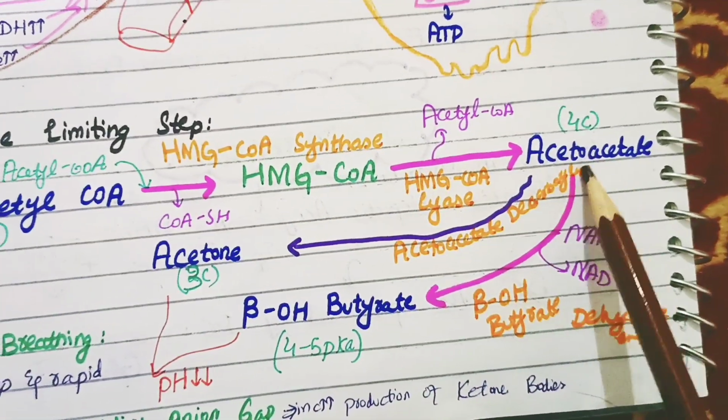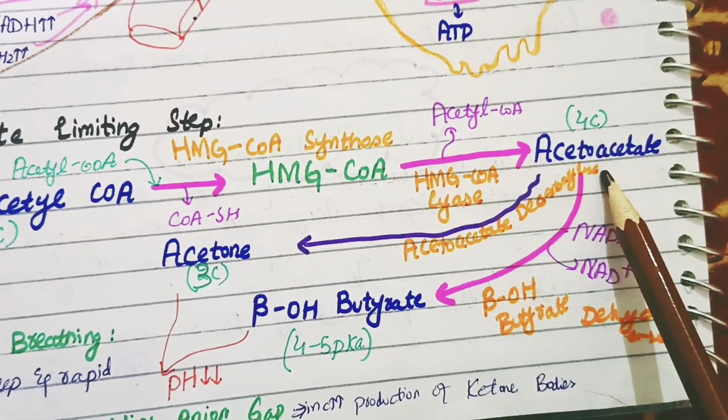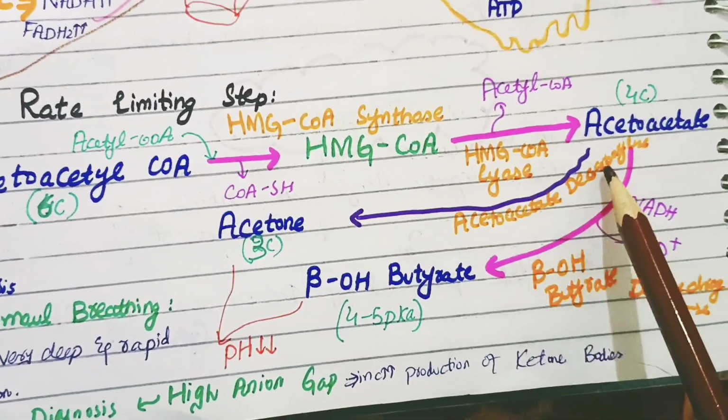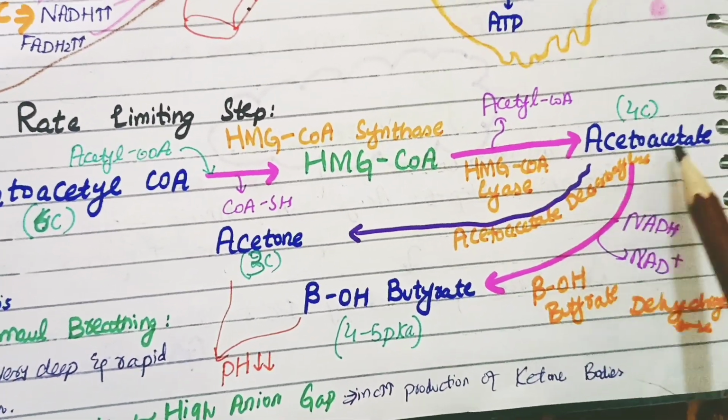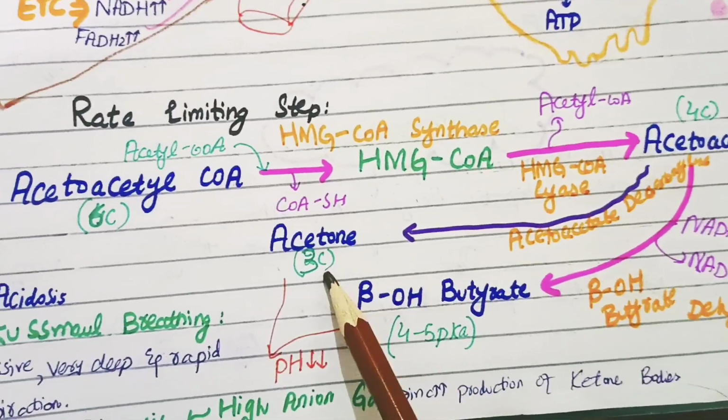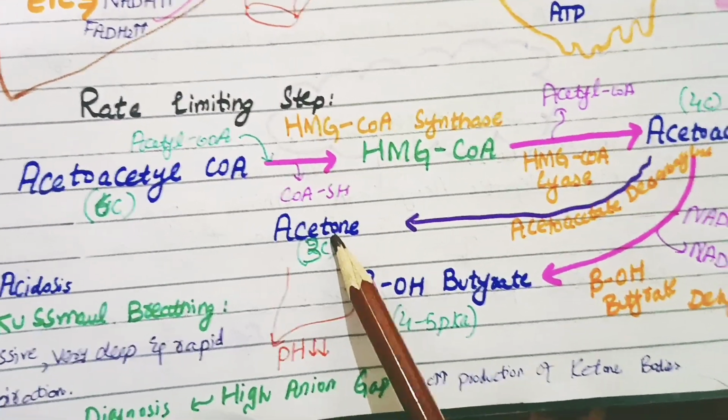And in this process acetoacetate decarboxylase is used. So this is the process in which there is the decarboxylation. It was a 4 carbon compound, and now acetone is a 3 carbon compound.